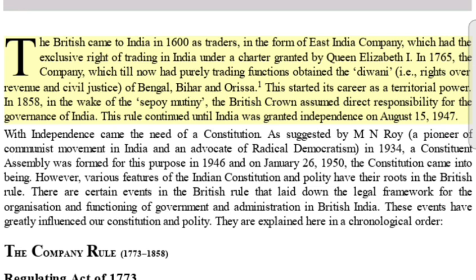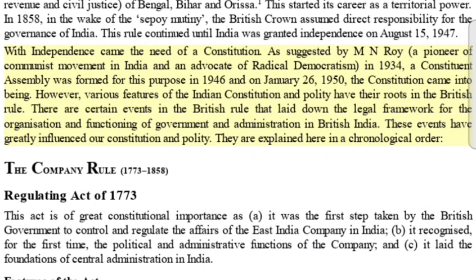In 1858, in the wake of the Sepoy Mutiny, the British Crown assumed direct responsibility for the governance of India. This rule continued until India was granted independence on August 15, 1947. With independence came the need of a constitution.